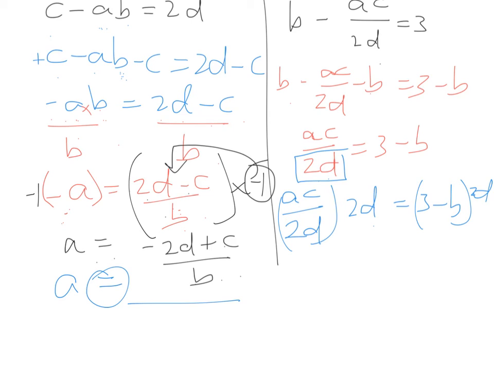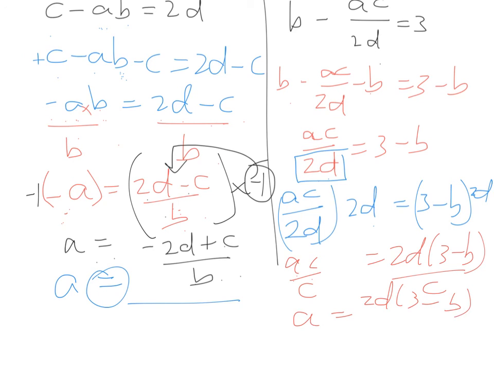Okay, so now that we're multiplying both sides by whatever's at the bottom, if we're dividing by 2D, we're going to multiply by 2D, so that means we are left with AC here on the left, and over here we can just leave that as it is: 2D times 3 minus B. And then for our last step, we know that C is multiplying A. So if we're multiplying, we've then got to divide by C. We're going to divide this side by C, so we're left with A equals 2D times 3 minus B, all over C. And that's all there is to those ones.